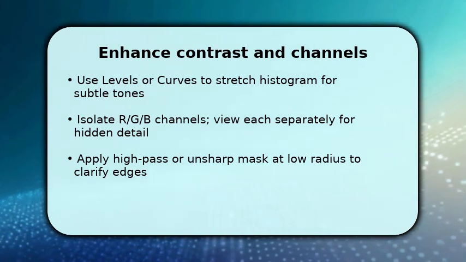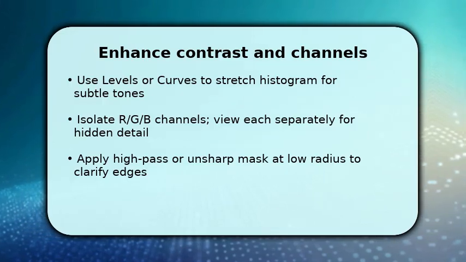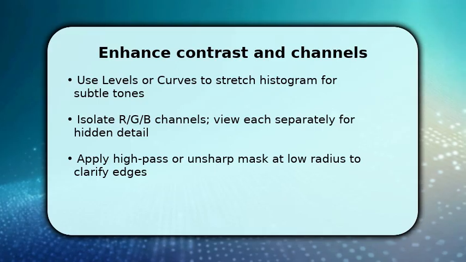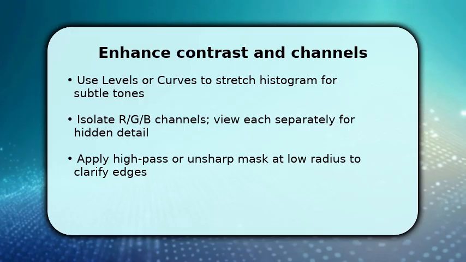First, pull levels or curves to expand midtones and shadows. This raises contrast without clipping. Then toggle individual R, G, B channels. Sometimes a single channel holds clearer text.